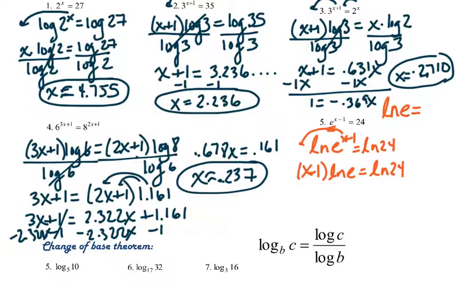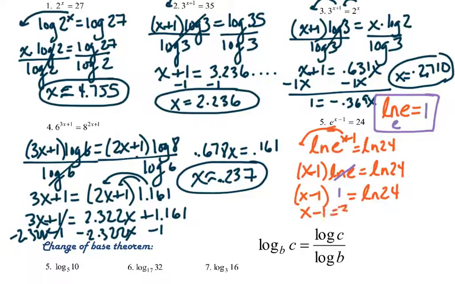Remember, the natural log is log base e. So e to what power gives you e? Yes, 1. So natural log of e is just 1. So I have x minus 1 times 1 equals the natural log of 24. So I can just type in my calculator, natural log of 24 is 3.178. Add 1 to both sides, 4.178.